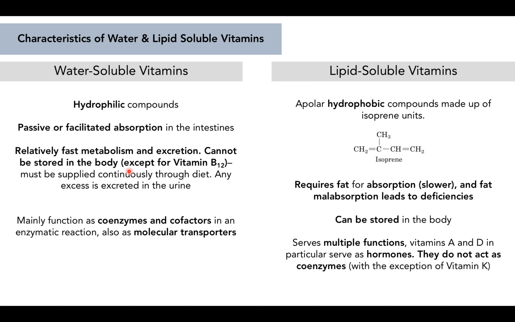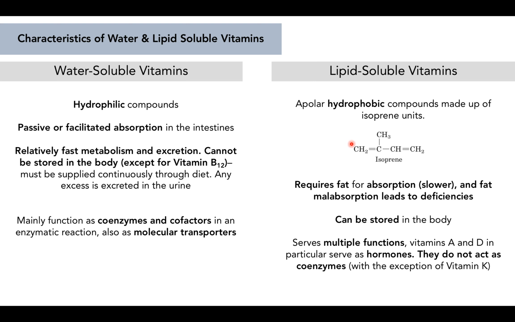Now, how are they metabolized? For water-soluble vitamins, it's relatively faster than lipid-soluble vitamins, and you cannot store these in the body with the exception of B12, because they're very water-soluble and they're excreted very quickly. Therefore, it's important that water-soluble vitamins are supplied continuously in the diet, and any excess will be excreted in the urine because we cannot store any reserves for these water-soluble vitamins, so we always have to consume them every single day.